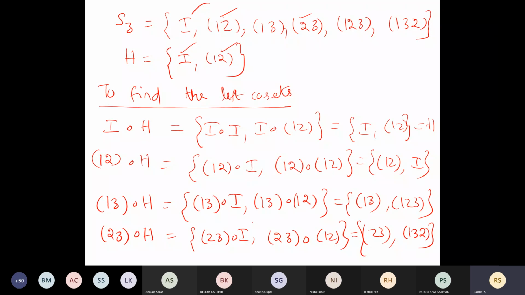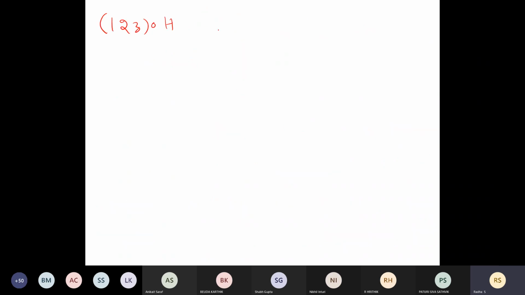If it is partitioning, then if you find the union of all of them, nothing will be common, and the union gives back S3. You have to be very careful: each and every coset will have the same number of elements. So obviously 6 by 2, 3 distinct cosets. All right, 1, 2, 3 composition H.